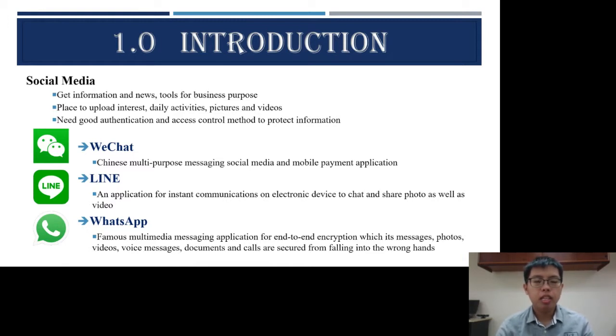Line is an application for instant communication on electronic devices to chat and share photos as well as videos. Then the last one is WhatsApp. WhatsApp was released in 2009, and it is a famous multimedia messaging application with end-to-end encryption, so that messages, photos, videos, voice messages, documents, and calls are secure from falling into the wrong hands.